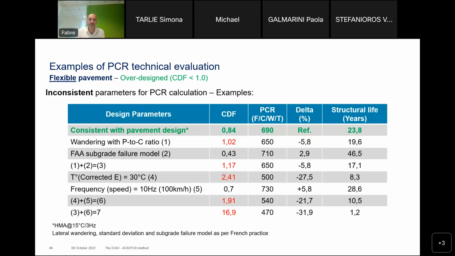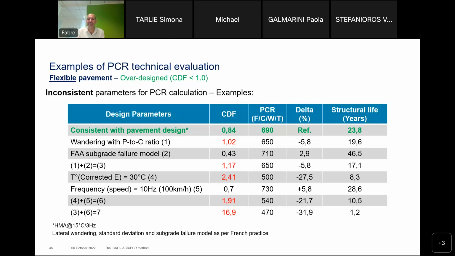And then if I modify the E-modulus according to the speed, so it was a taxiway, so the initial speed for the calculation was 30 km/h. And now I select a speed corresponding to the runway, so 100 kilometers per hour, which corresponds to a frequency of 10 Hertz. In that case, the E-modulus is higher.